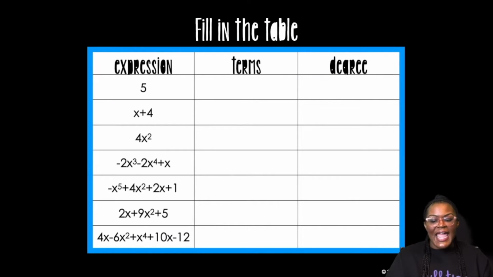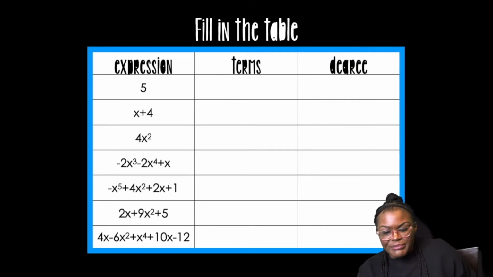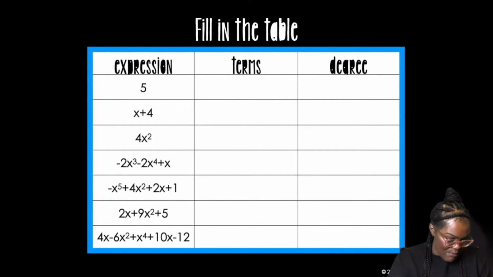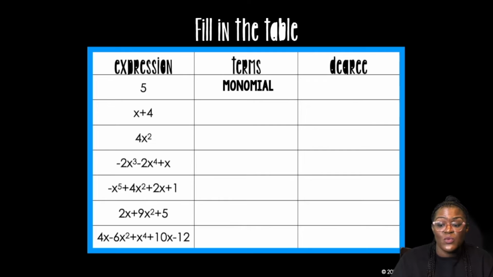So we're going to fill in the table. Okay, good. So let's say I have just a 5. I need to figure out how many terms it is. It's just 1 term. So I call that a monomial. And what is the degree? Well, there's no exponent, there's no variable. So that means that it's 0.